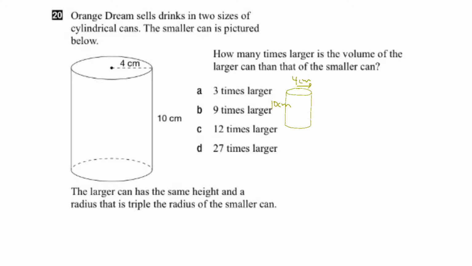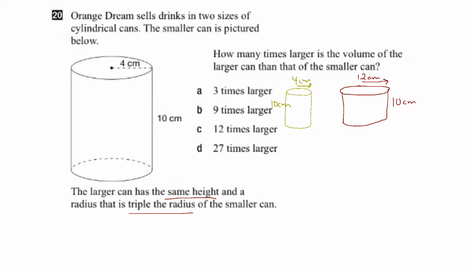Now let's draw a can that has triple the radius and the same height. Well, if it has triple the radius, then the radius here would be 12 centimeters. And if it has the same height, then the height would be 10 centimeters. And what we have to do is figure out how much more volume does this can hold than this can.